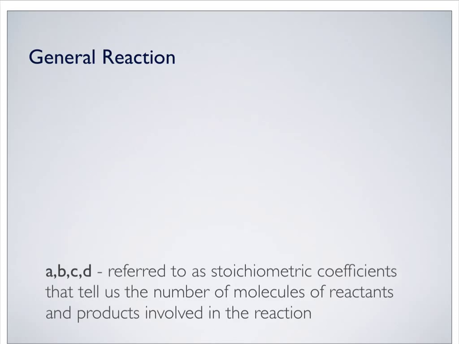So to get started, we'll start with a generic general reaction. In this reaction, we're going to have A and B serving as our reactants. So they're on the left-hand side, and they're going to be in equilibrium, and we'll use a double arrow to denote equilibrium with two products, C and D. So on the left-hand side, we have our reactants, and on the right-hand side, we have our products.